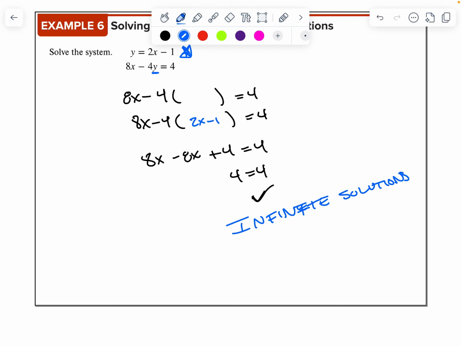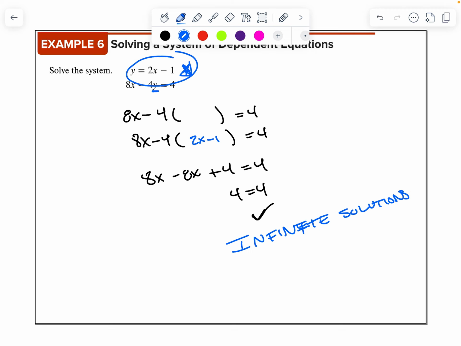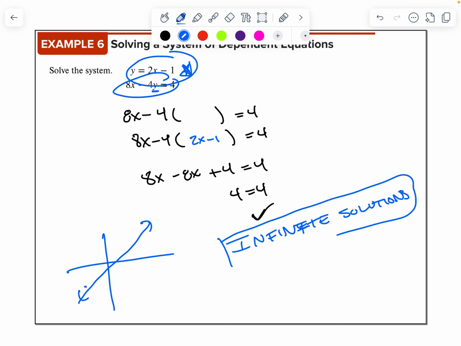There are infinite solutions. They're all on this line. You know, both of these lines are actually the same. Y equals 2x minus 1. So it looks something like this, right? And if I was to graph the second line, it would just land right on top of that line. Any point on that line is a solution. So this one, there are infinitely many solutions.